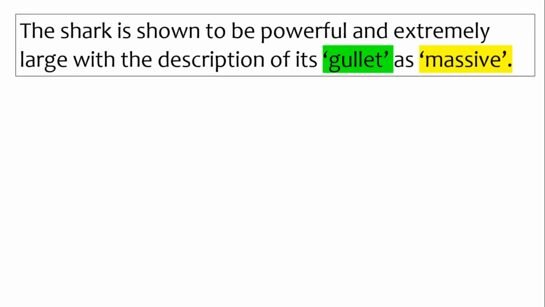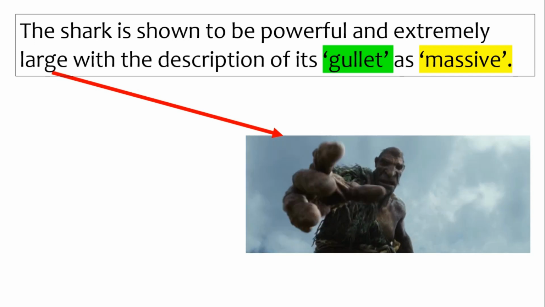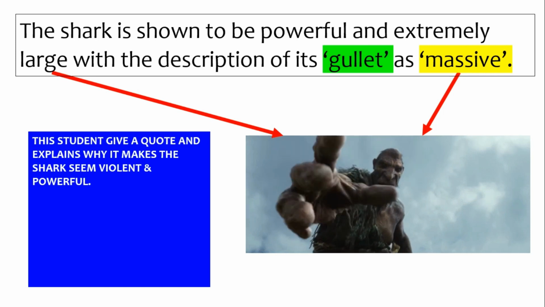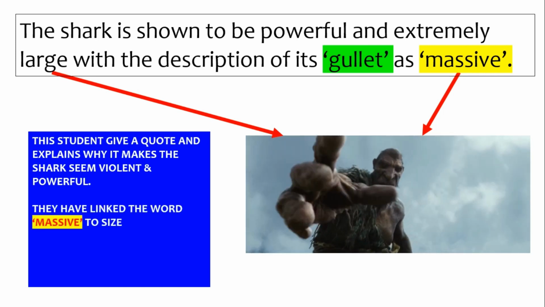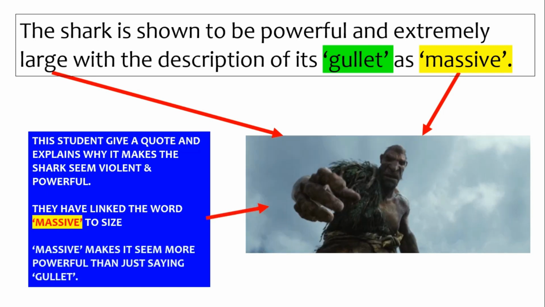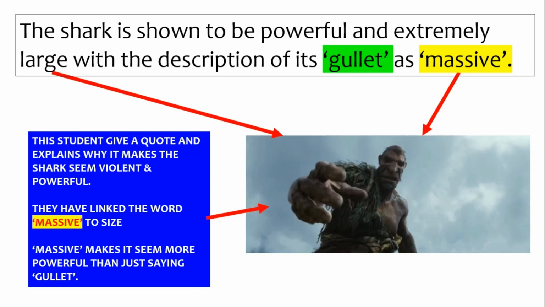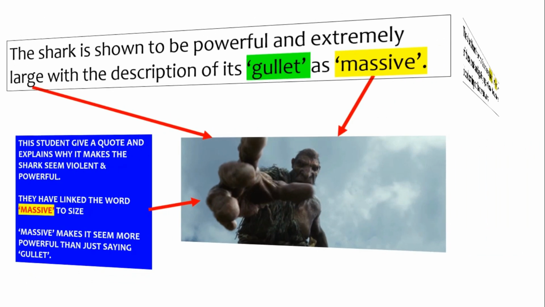Okay, one quote we could have is, the shark is shown to be powerful and extremely large with a description of his gullet as massive. First of all, I've put 2 quotes in there, so that's a good thing. And I've basically linked the word massive to the shark being huge and large. So this student gives a quote and explains why it makes the shark violent and powerful. They've linked the word massive to big size. And massive makes it seem more powerful than just saying gullet. If it had just said the gullet, but you say the massive gullet, it's telling the reader straight away that this shark is huge.